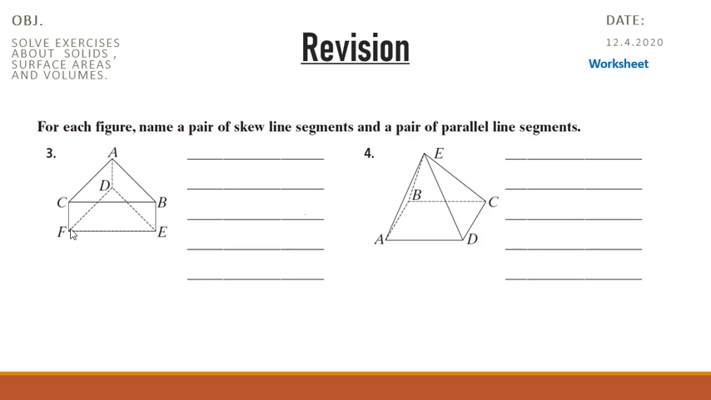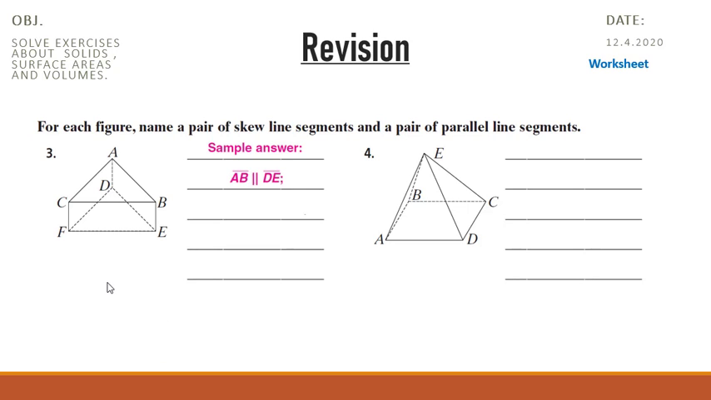FD and AD. Any line segments, you use two letters. And skew lines, if we take AD, you can take, for example, FE to be skew line with AD. Okay, so guys, we may have more than one answer for this question.